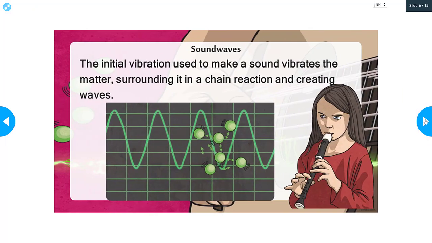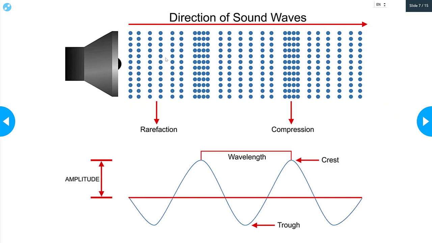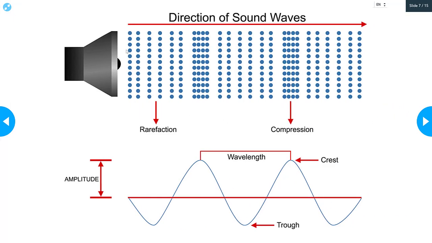And sound waves: the initial vibration is used to make a sound. The particles of the air are vibrating, and this creates a wave. Look at the picture. The speaker is producing a sound, and we can see compressions of particles, and these can be represented in a sound wave. So this is a sound wave.